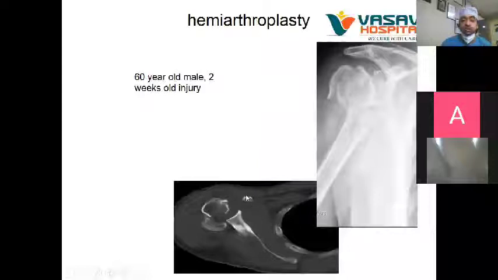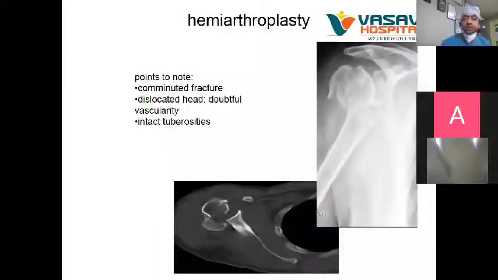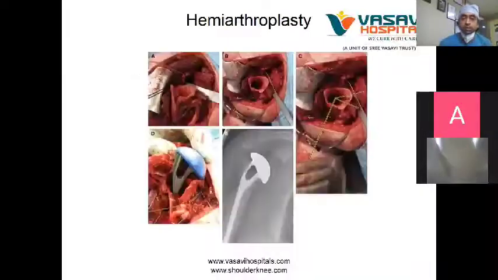I knew that the lesser tuberosity will have the attachment of subscapularis, and the greater tuberosity will have the attachment of the other rotator cuff muscles intact. So we offered the patient a hemiarthroplasty. The points to note here are, one, it's a comminuted fracture, and it's a dislocated head. Once the head is dislocated, the vascularity remains doubtful, even if I get it back and fix it and the fracture heals, there's every chance the patient will go in for avascular necrosis and further arthritis. And I knew that the tuberosities were intact, so the hemiarthroplasty was a good decision.